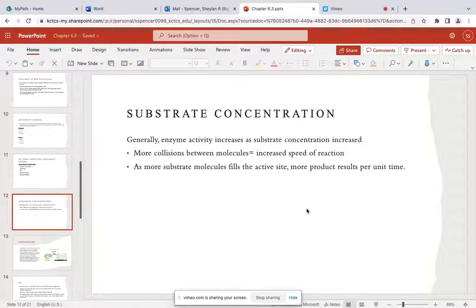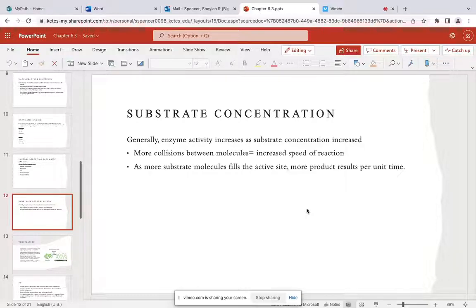So, depending on the amount of substrate that is available will depend on the enzyme activity. So here I have the more collision between molecules equals increased speed of reaction. So as more substrate that is around is present, the more is able to fill the active site. So the more sugar that is around, the more activity amylase is going to have, because the more sugar is going to be able to bind to the active site of amylase. Therefore, we'll have more product per unit time. Does it make sense? If you've got more substrate or more reactants, you're going to have more of a product.